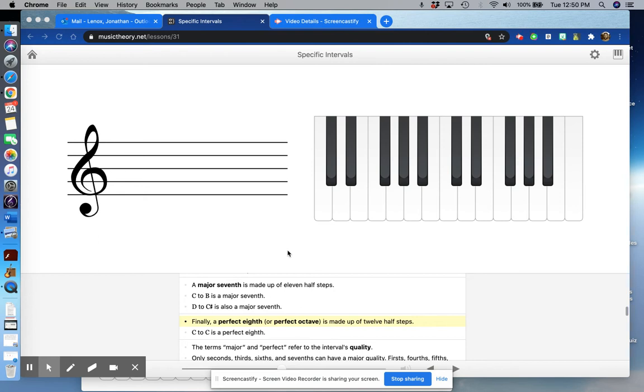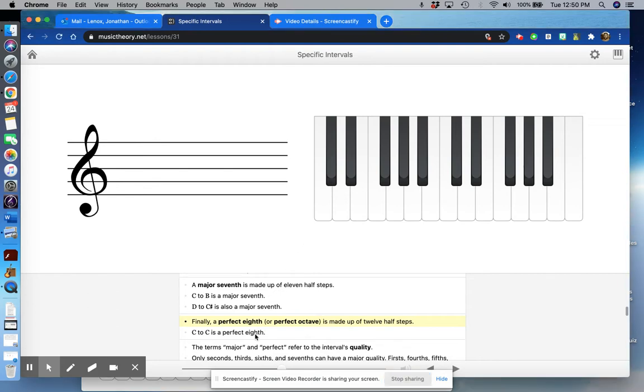Okay, your persistence is paying off because we have reached the final interval, at least for now, that we're going to discuss, which is the perfect octave or perfect eighth. Remember, we discussed before that there are some intervals that are major and minor, and then there's some that are perfect, right? We had the perfect unison, perfect fourth, perfect fifth, and now the perfect octave. Because really the perfect octave and the perfect unison are practically the same because it's the same pitch, right?